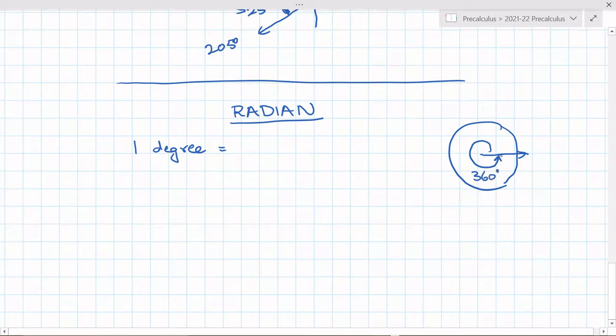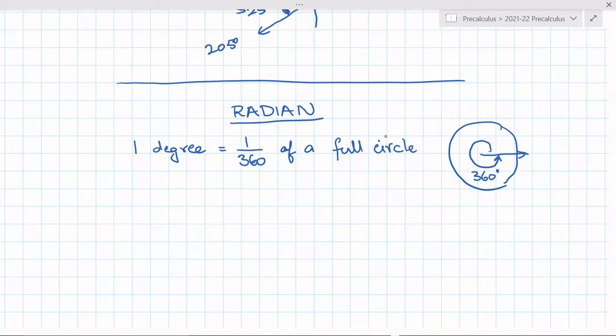So 1 degree would be how much? 1 over 360 of a full circle or full circular rotation, right? So radian is another way to measure angles. Let's see how that one works.